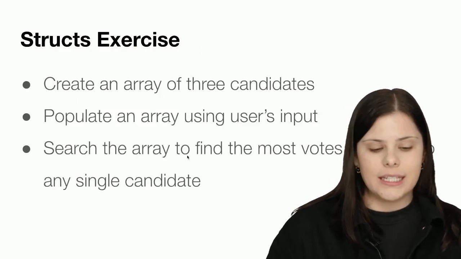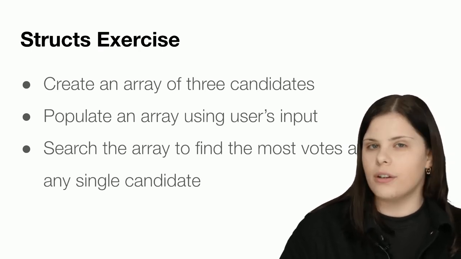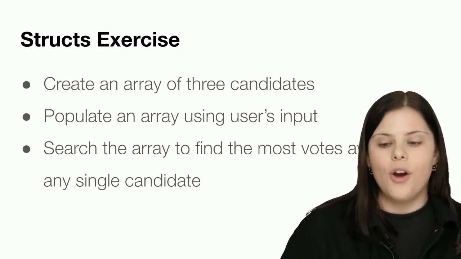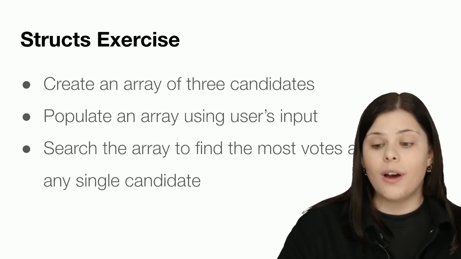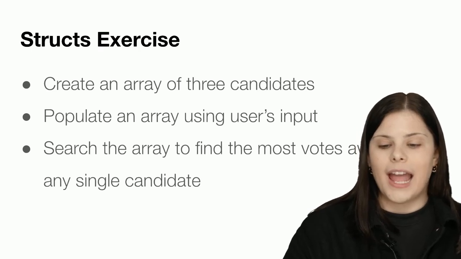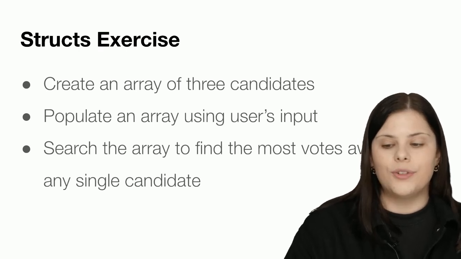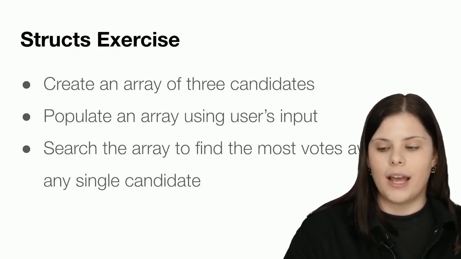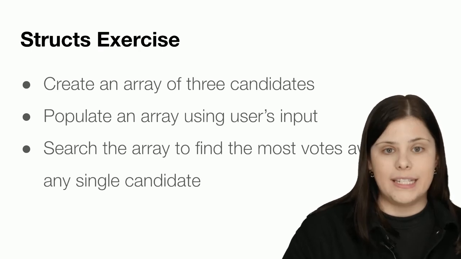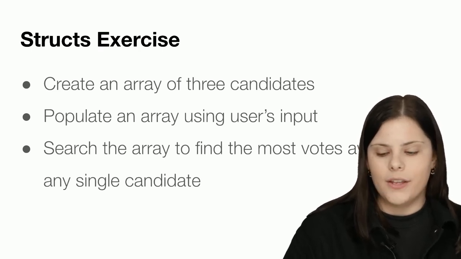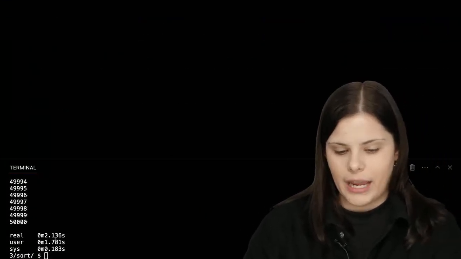So let's consider this. Our goal is to create an array of 3 candidates in a very similar way that we just did visually. We're going to populate an array using users' input, something that is familiar to us for a few weeks now. And then we're going to combine our searching algorithm to find the most votes awarded to any single candidate, and then print out that name. So let's move over to CS50.dev. Let me close the sorting exercise.